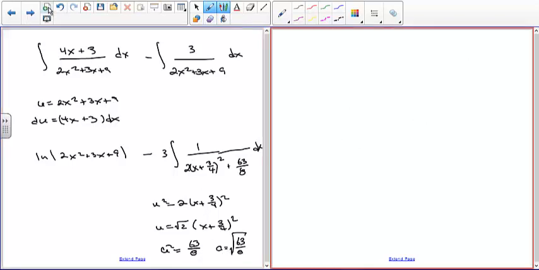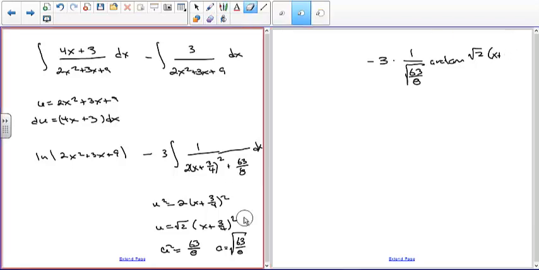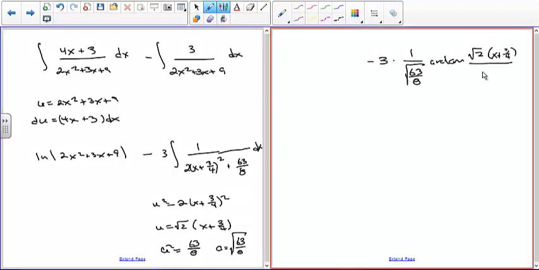And so finally, the final answer here on the second part is going to be 3 times 1 over a, where a is the square root of 63 over 8, times the arctangent of the square root of 2 times x plus... I shouldn't have that square right there. I'll get rid of that. x plus 3/4, all divided by a, which is the square root of 63 over 8.